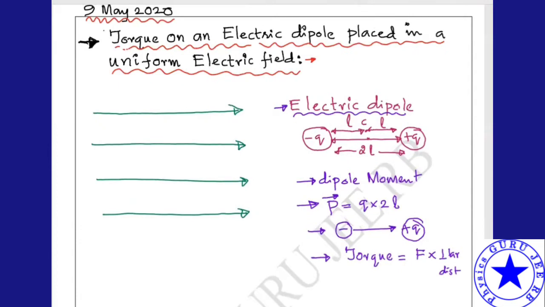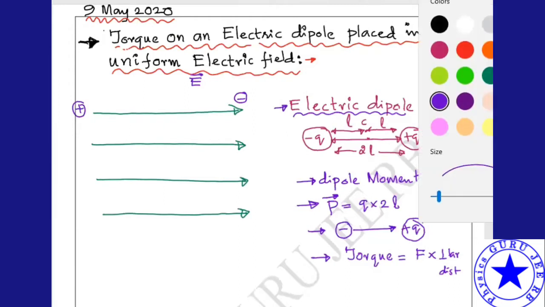Now I have a uniform electric field. The electric lines of force start from positive and go to negative, so the direction of the electric lines of force is from positive to negative. Now what I would like to calculate is the torque on an electric dipole placed in the uniform electric field. So first I take an electric dipole, then I'll place it in the uniform electric field.